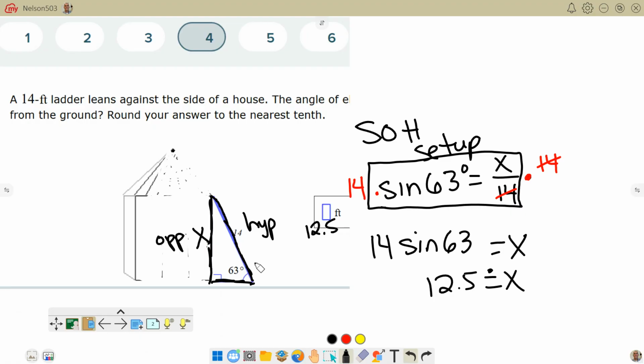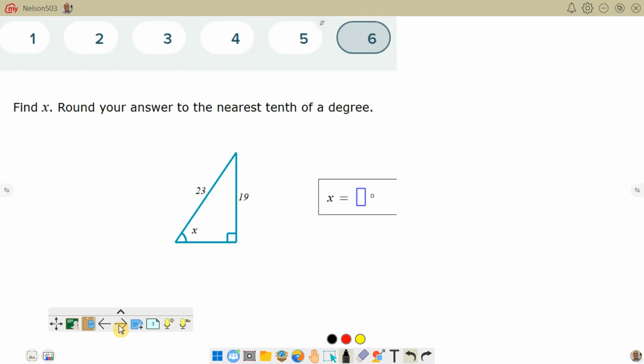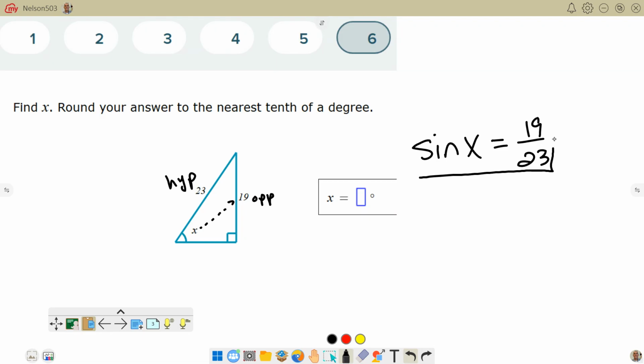So going back to our problem, where are we? All we want to do is set up a trig function, and I have what? The opposite, here's the opposite leg, here's the hypotenuse. Boy, it seems like a lot of these are sine functions, aren't they? So I go, the sine of x is equal to 19 over 23. This is just like what we've been doing all along with the setup, right? Here's my setup.